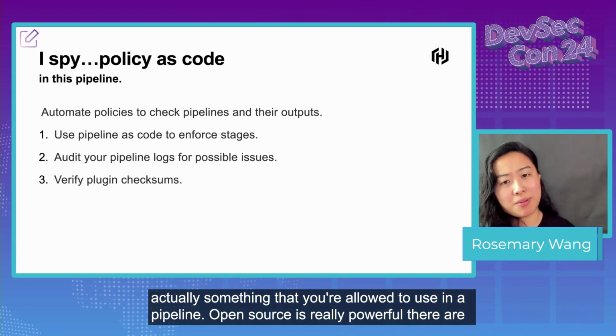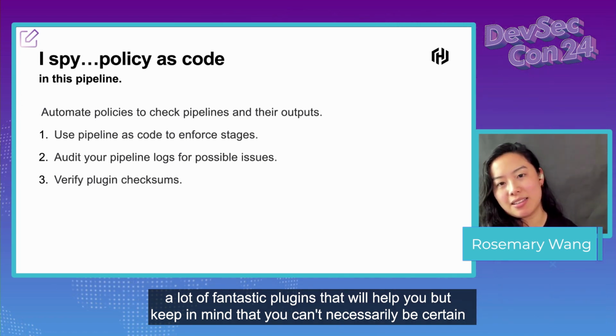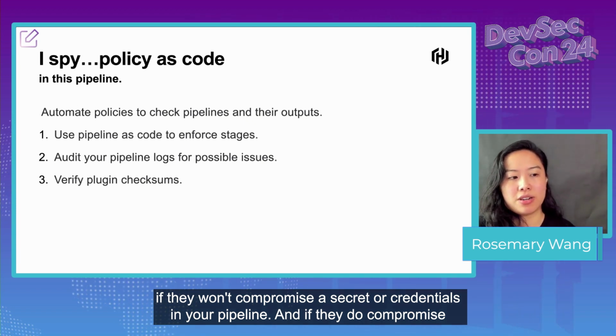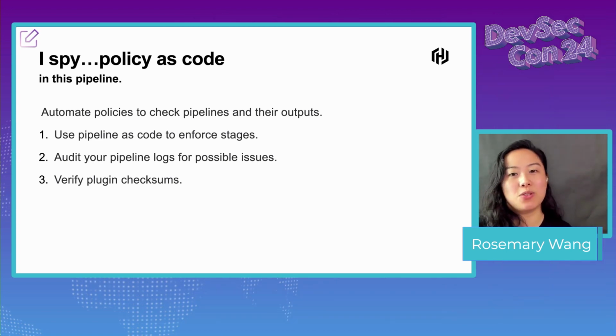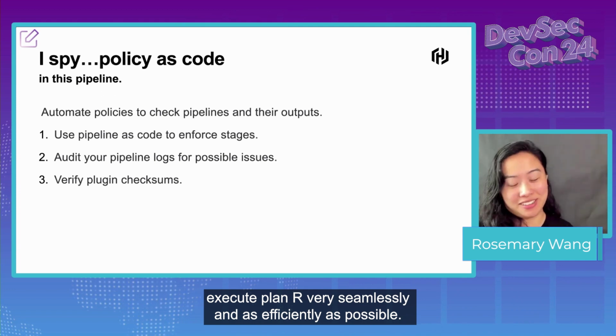Open source is really powerful. There are a lot of fantastic plugins that will help you, but keep in mind that you can't necessarily be certain they won't compromise a secret or credentials in your pipeline. And if they do compromise secrets or credentials, hopefully you have a secrets manager in place that helps you execute Plan B very seamlessly and as efficiently as possible.